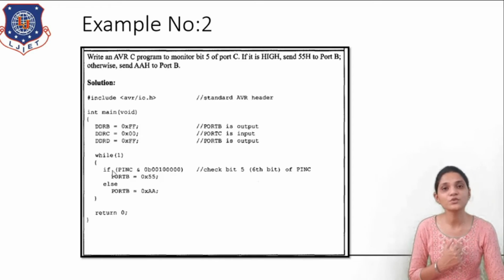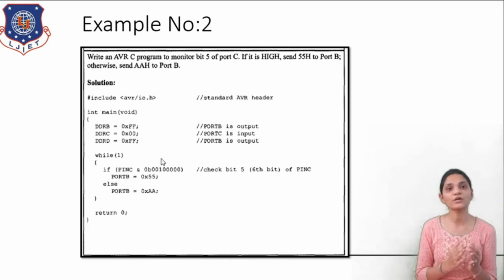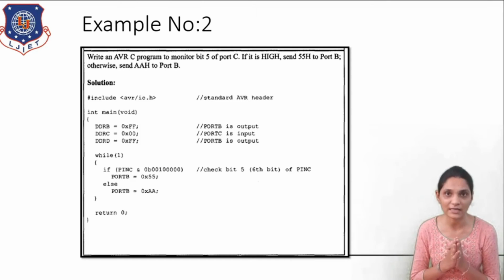Then we will use a while loop which will run continuously, and in this we will use the condition: if PINC ANDed with some bit pattern in which your fifth position bit, that is your 6th bit, is 1 and the rest of the bits are 0. Here PINC is the input data that you have at port C. For getting the data of that particular port as an input, we are using the label PIN, and then the port, that is the C port.